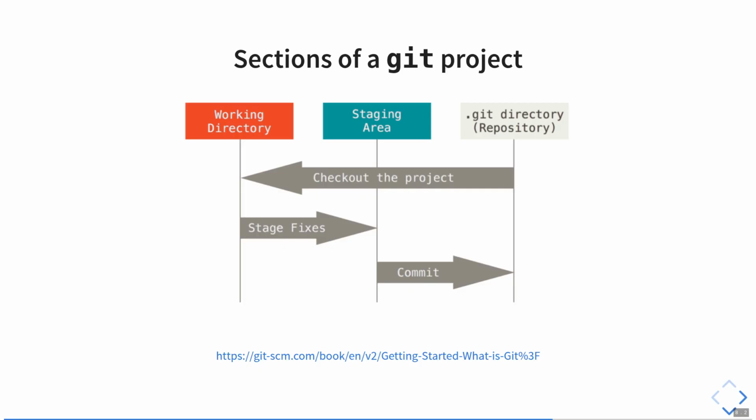This figure from the Pro Git book illustrates this concept, where we have the files in the working directory, we make some changes, they go into the staging area, and then we commit them. They're added to the .git directory, which is a hidden directory every Git project has. And then if you check out the project with a command that pulls it from the remote repository, for instance, you would have all those changes added to your working directory.